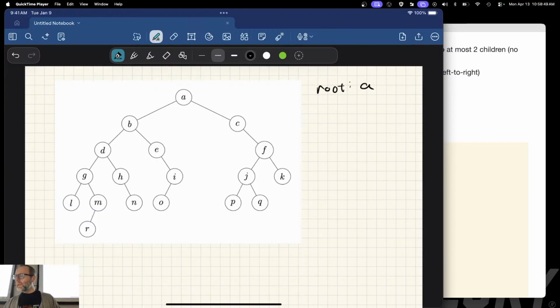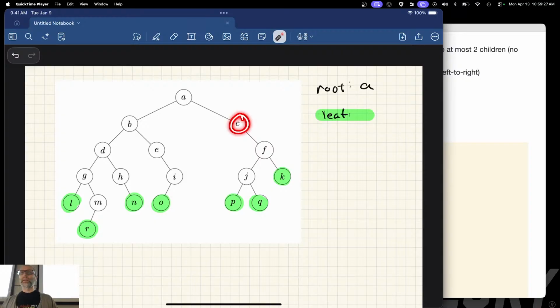Let's go ahead and highlight all the leaves. This is going to be a leaf node. There we go. So L is a leaf node. Why? Because it doesn't have any children. L, R, N, O, P, Q, and K there. They're all leaf nodes. Okay.